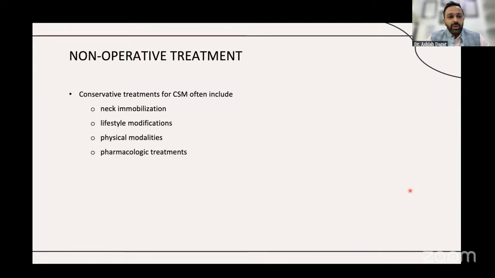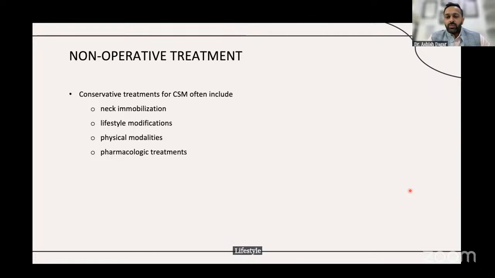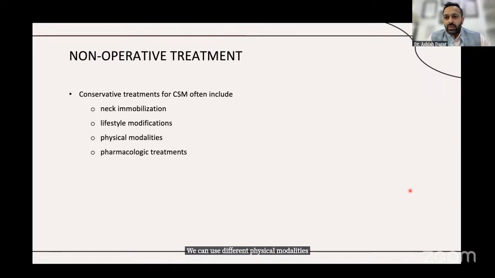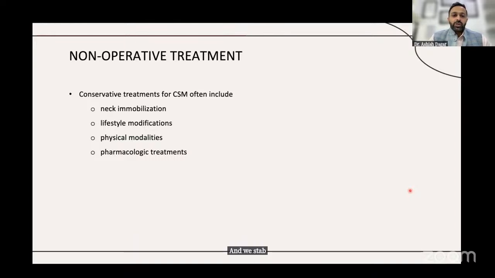For non-operative treatment, what we do is neck immobilization to provide a quiet environment for the spinal cord to heal. Lifestyle modification, like reducing strain on the neck by avoiding the forward bending positions of the neck that we do daily. We can use different physical modalities to relieve the symptoms during that phase. And we can give some pharmacological treatment like NSAIDs, muscle relaxants, and some neuropathic drugs, all to relieve the symptoms till the patient is put on physiotherapy and rehabilitation, and we stabilize the symptoms and progression of the disease.